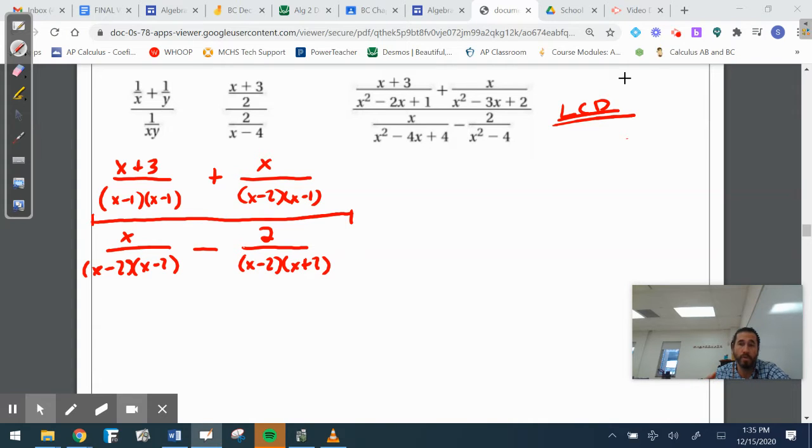Guess what? Same rules. The only thing is I've got 1, 2, 3, 4 little expressions. So I'm going to write the denominator in number 1: x minus 1, x minus 1. And then I just do the comparison game. Let's look at 2. x minus 2 is here. Ooh, I got to add that. There wasn't one over there, but there is an x minus 1, so I don't have to add another one. Okay, 1 is done, 2 is done.